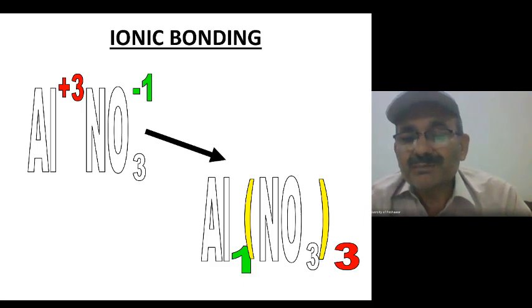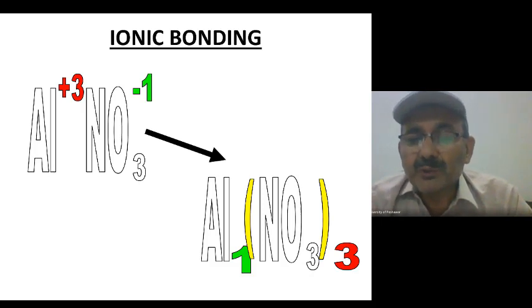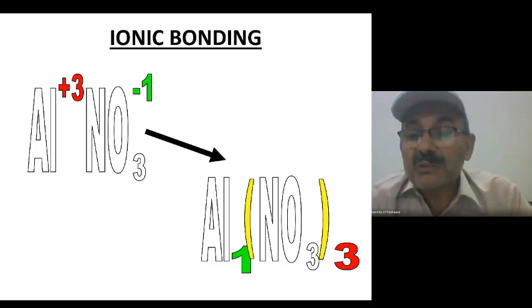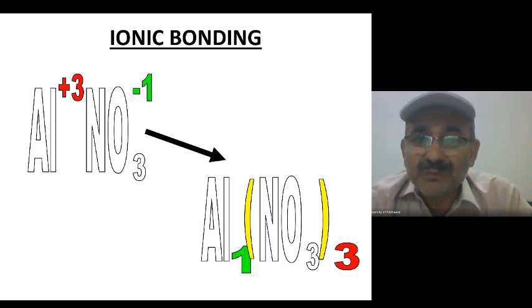Here, Al1 and 3 times NO3. So it will be a neutral compound. So the bonding should also be of that type, which we are now going to explore.